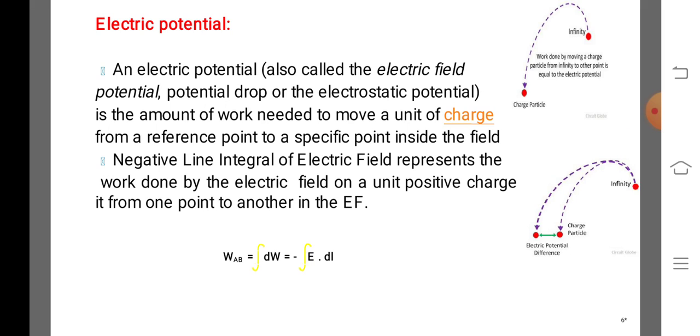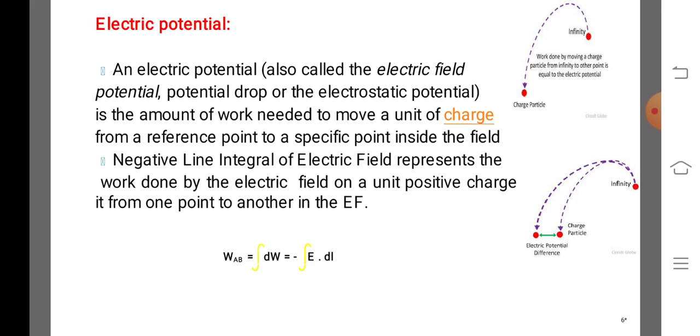According to their representation, the amount of work needed to move a unit of charge from a reference point to a specific point inside the field. This figure shows the representation of the electric field. It contains a charged particle and it moves from infinity. Work done by moving the charged particle from infinity to another point is equal to the electric potential. This is called the displacement of point charge Q in an electrostatic field E.